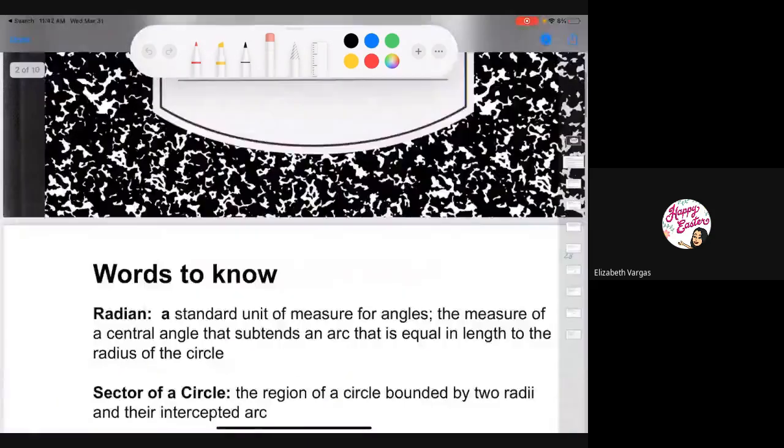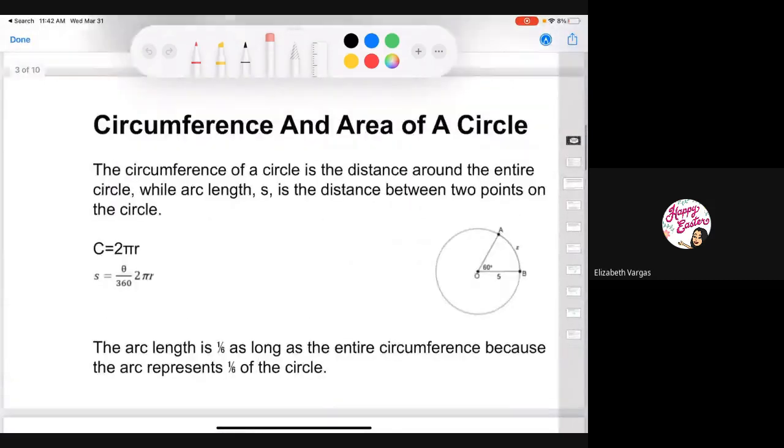Okay, so area of a circle and sector. Again, what we just looked at, we do know how to solve for our circumference and our arc length. The circumference of a circle is the distance around the entire circle, where arc length S is the distance between 2 points in a circle. We can also use these other equations. Either way, we can use these equations to solve for circumference or arc length. This one's circumference, and this one is arc length.